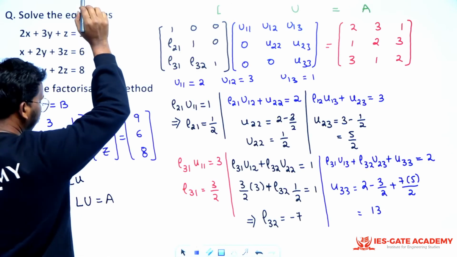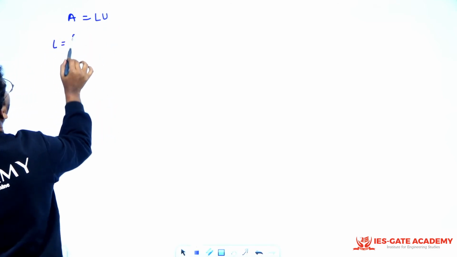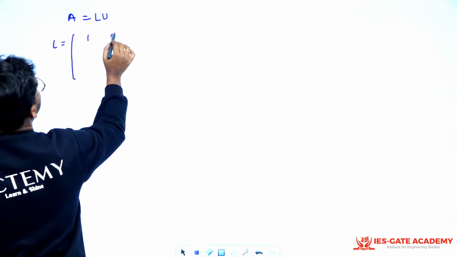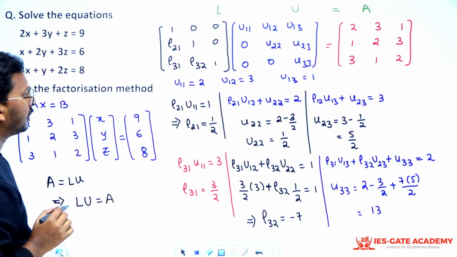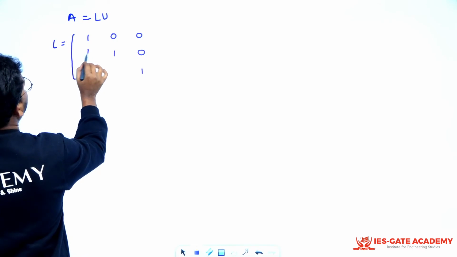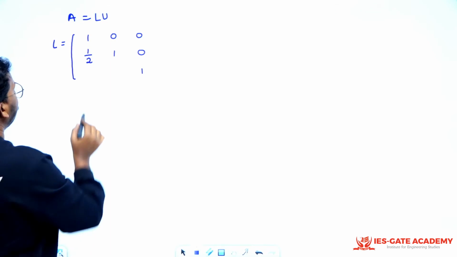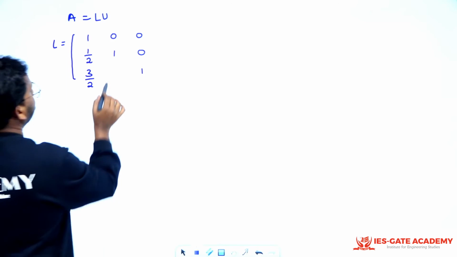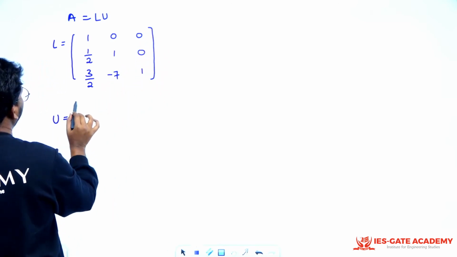So let me write the decomposed matrix. This A can be written as LU, and what is your L matrix? Your L matrix is something like 1 0 0, 1 0 1. What are these elements? L21 is 1 by 2, and L31 is 3 by 2. And what is L32? Minus 7. What is your U matrix?